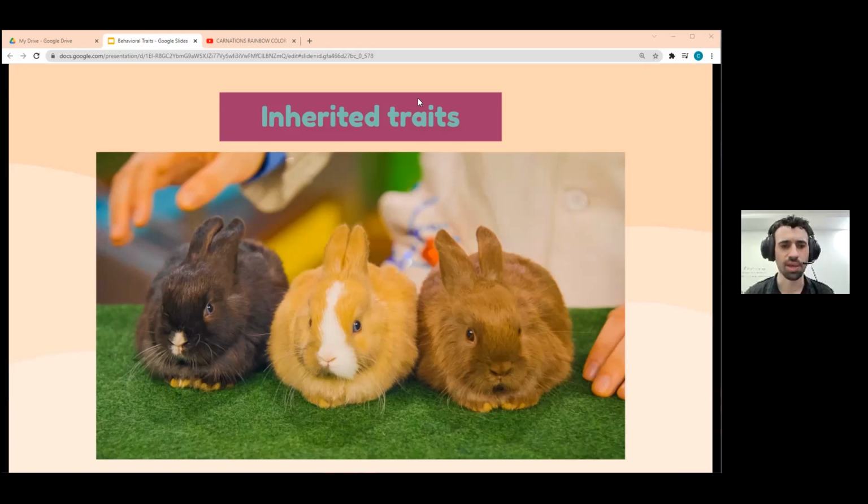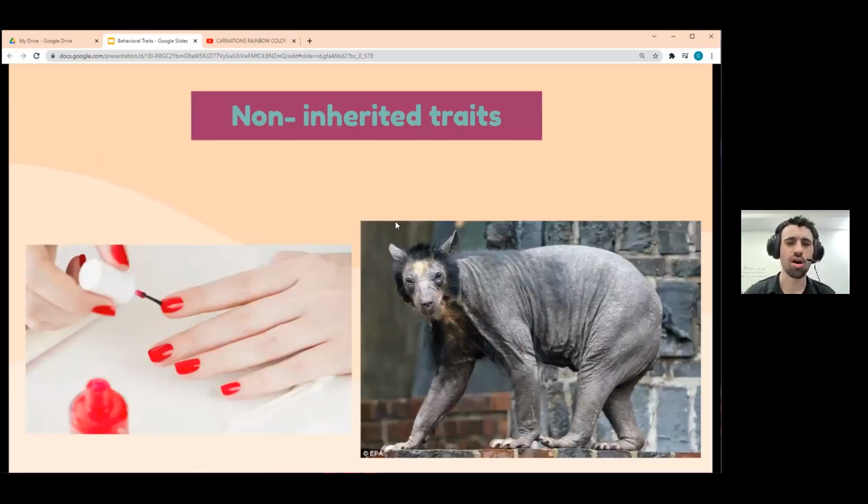Hopping is an inherited trait. They don't need to learn that. Okay. That is inherited. Very good. And then remember, our non-inherited traits are painting your nails.